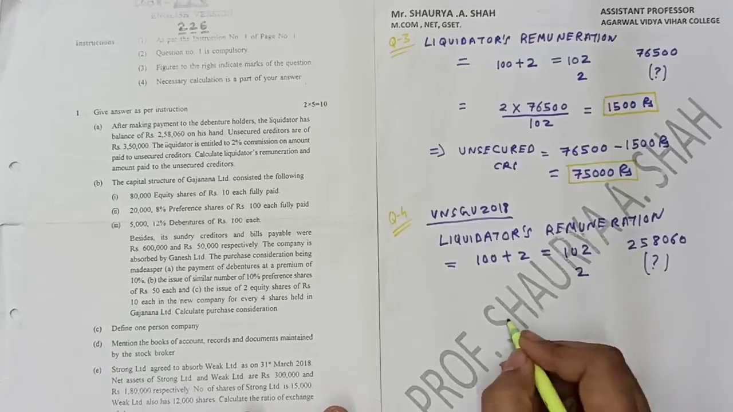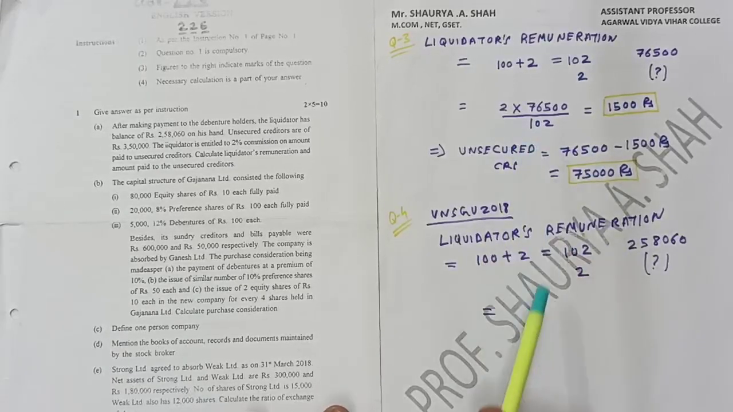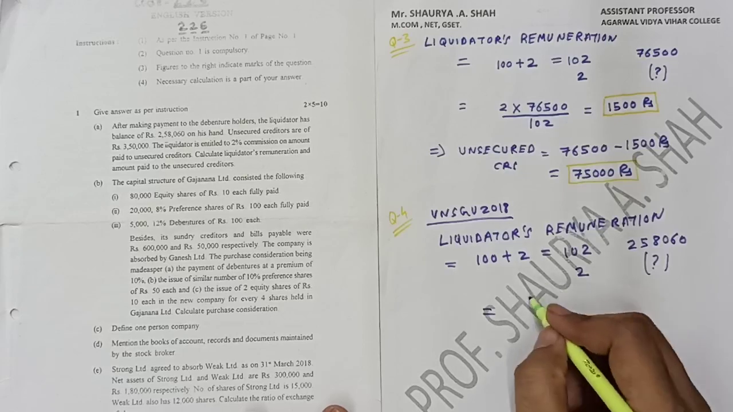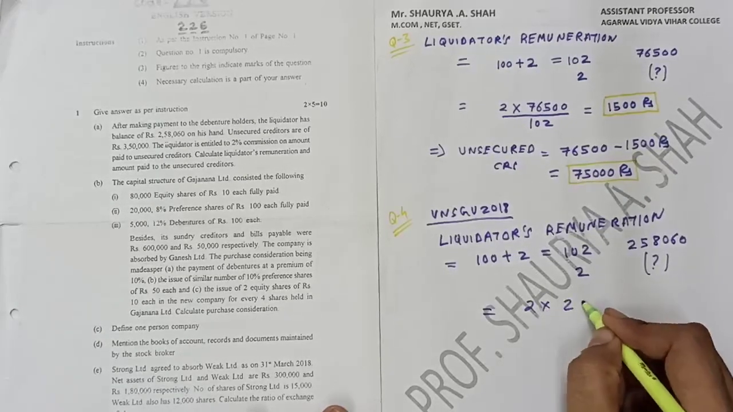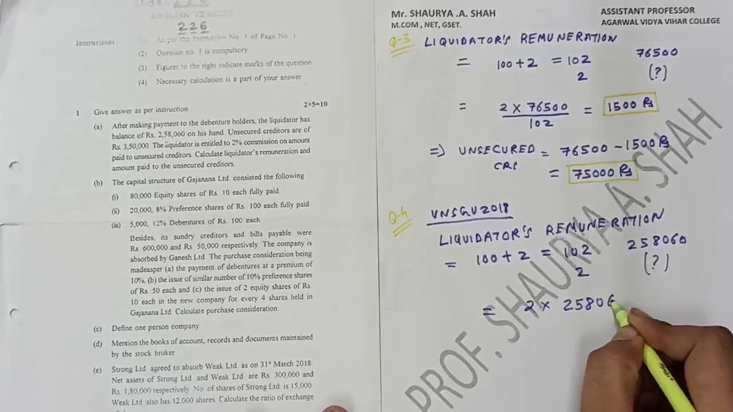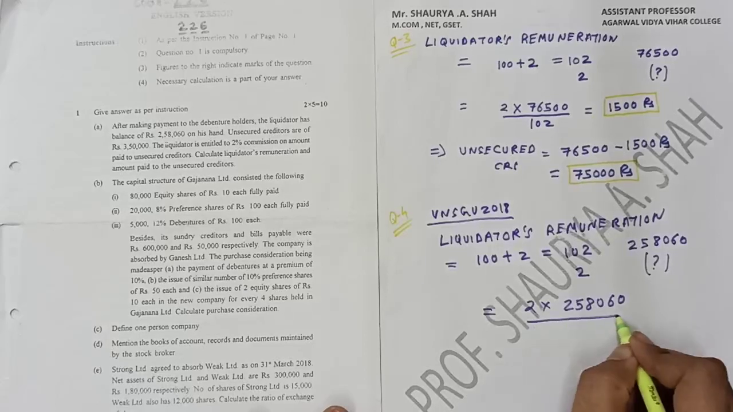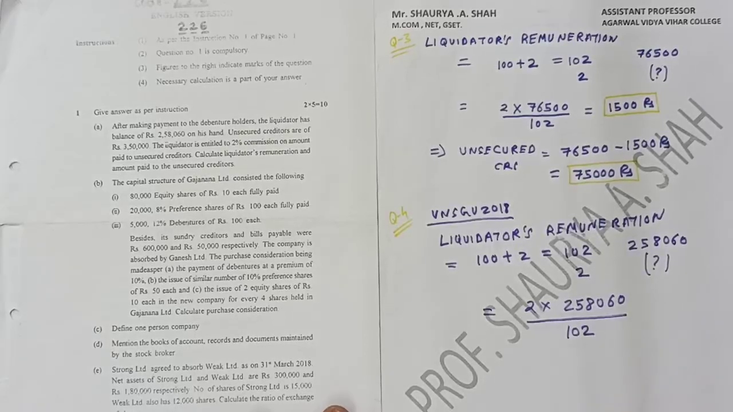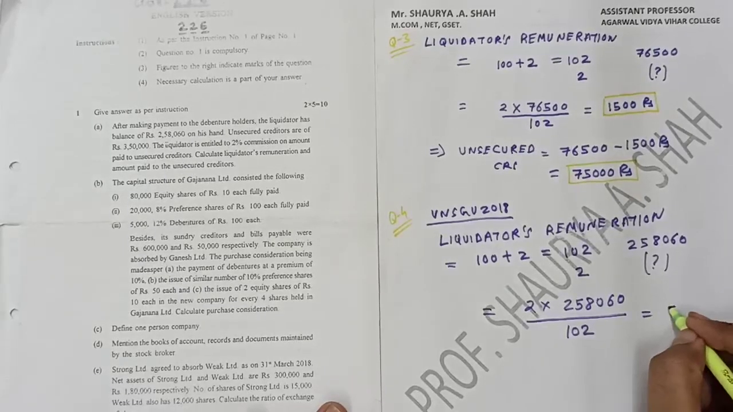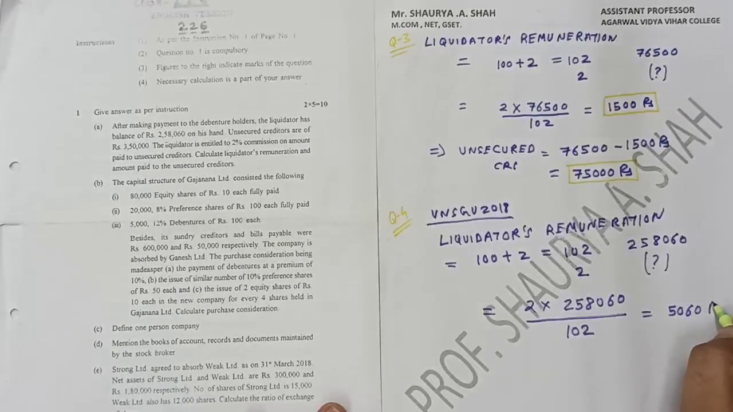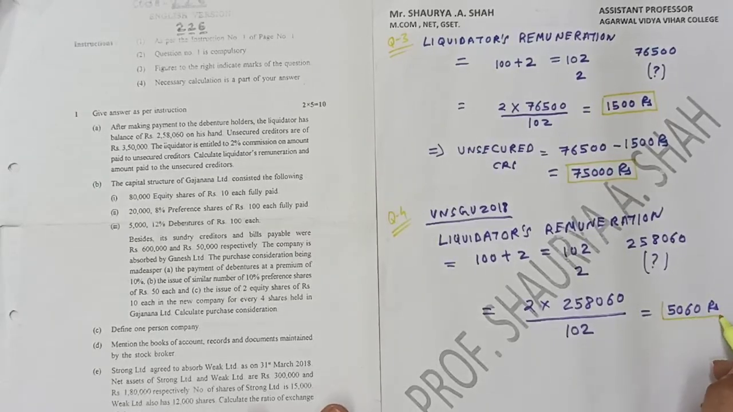So what I'll do is simply put it in the equation like your previous sum, 2 into 2,58,060 divided by 102, right? So I'll get the answer, if you solve it, 5060 rupees. What is 5060 rupees, students? It is your liquidator's remuneration.